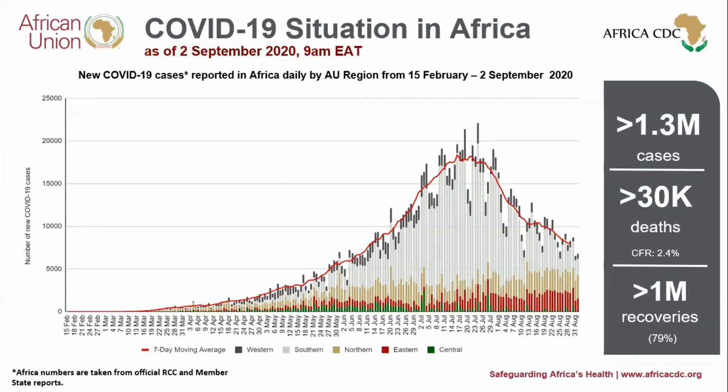This figure shows the distribution of COVID-19 cases by regions of Africa with a 7-day moving average. As of today, we have close to 1.3 million confirmed cases that have been reported on the continent, and over 29,000 people that have died, resulting in a case fatality rate of 2.4%. Another thing to note here, and quite important, is that close to 1 million people have recovered from COVID-19 across the continent.